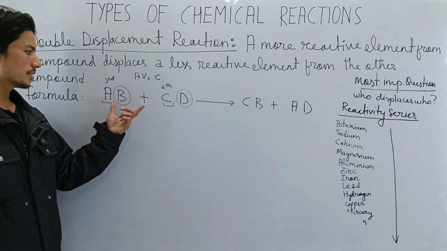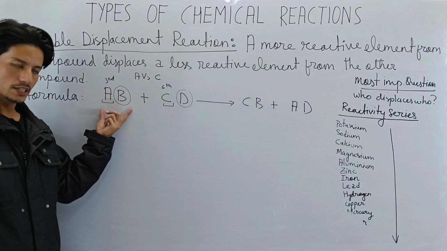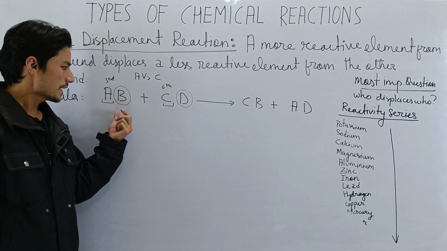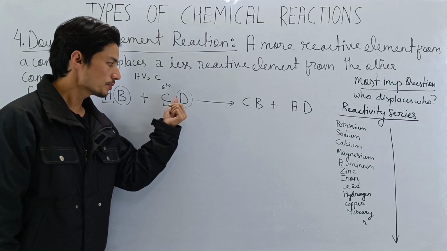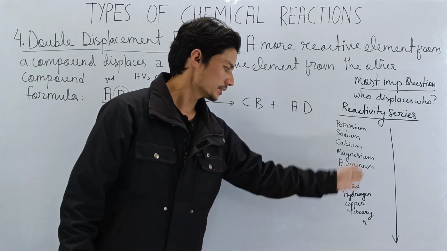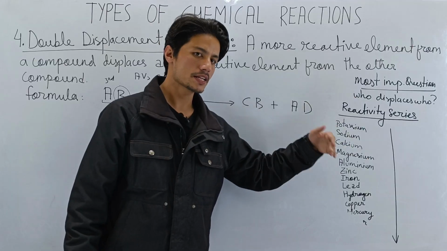Okay. This is double displacement reaction, where a more reactive element from a compound, A is the more reactive element from this compound, goes and displaces a less reactive element from the other compound. This is the other compound. Alright, and we need to know this. The reactivity series will help you know which will get to displace whom.